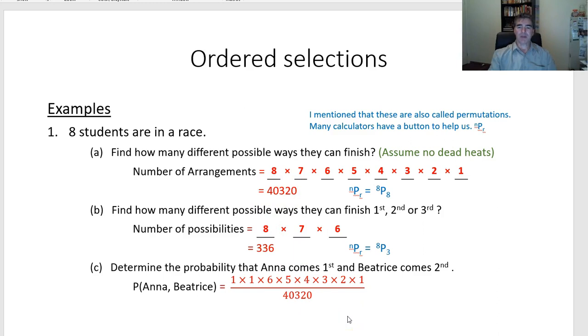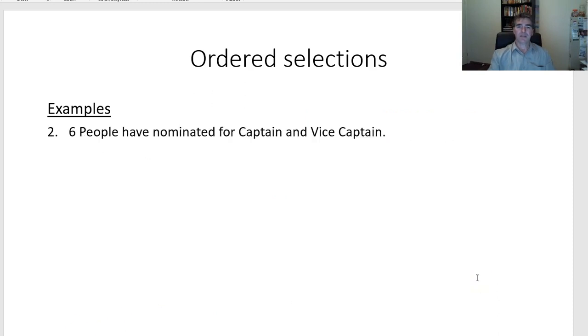And just like we should always do with fractions, we should simplify. So we end up finding out that they've got a 1 in 56 chance of Anna coming first and Beatrice second. Alright, so another example.